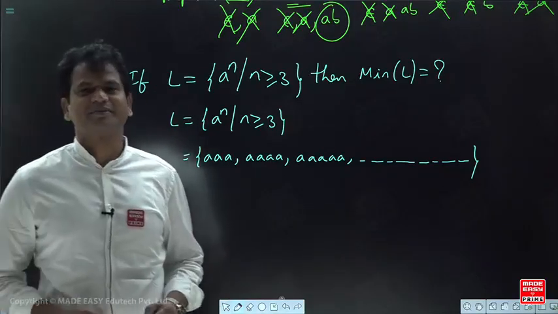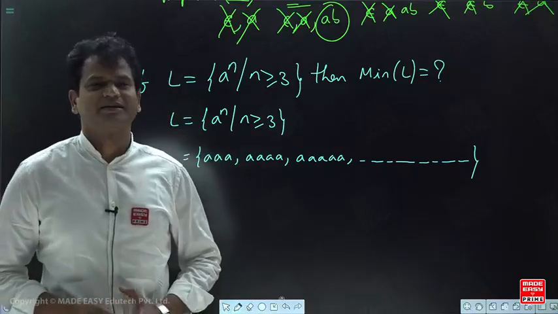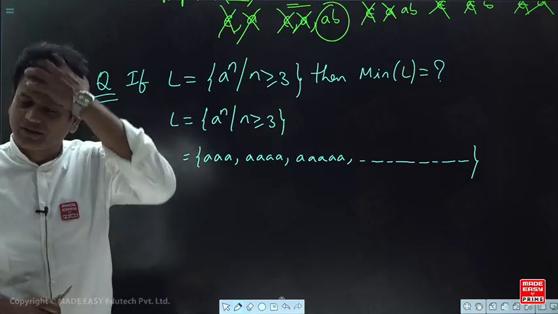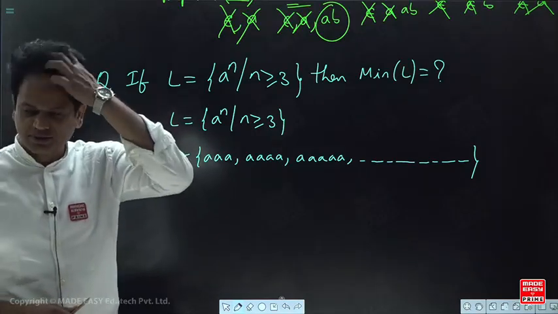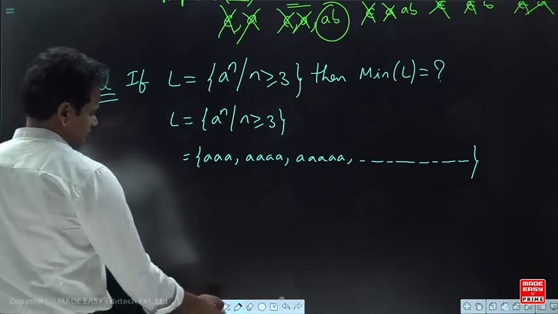So we were doing properties of regular languages. Yesterday I gave you one question. Already some of you have answered this question. So what about the remaining? Okay. So minimum of L.